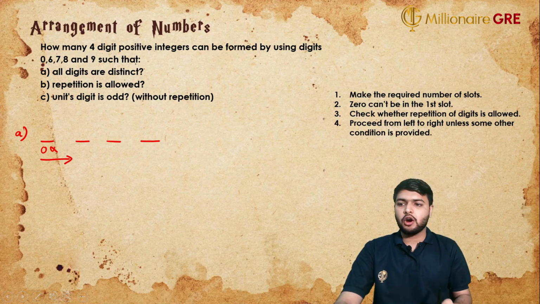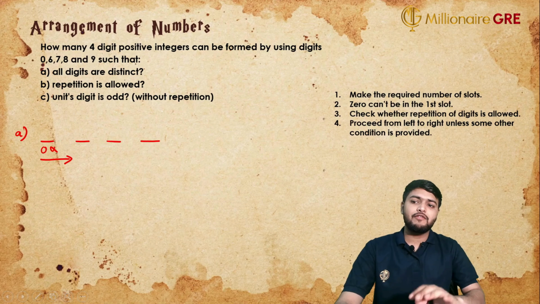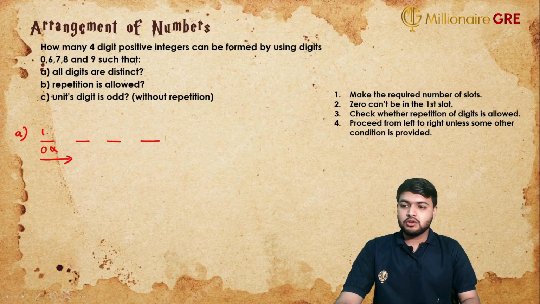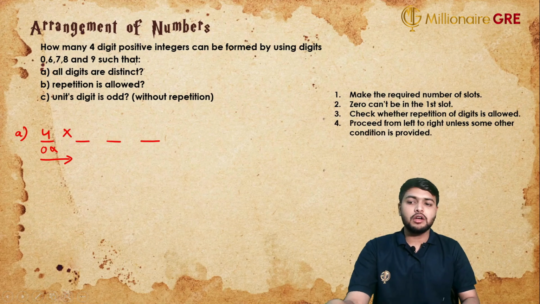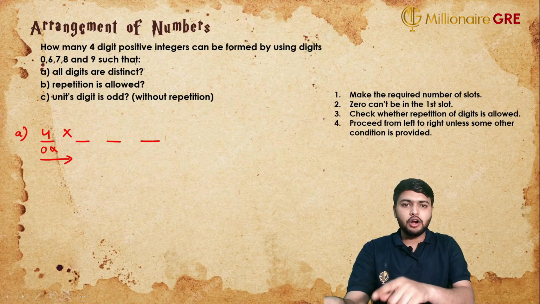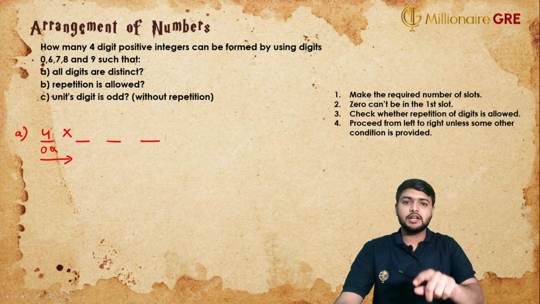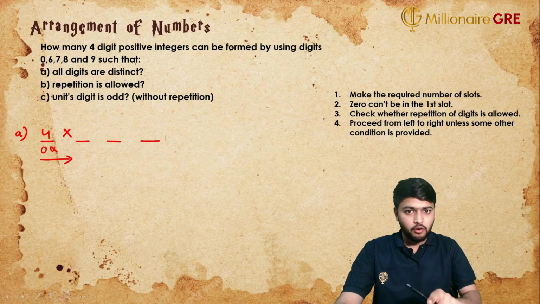Now in the first slot, 0 cannot be there, but the remaining 4 digits can be there. 0 cannot be there, 6, 7, 8, 9 can be placed in the first slot. So 4 can be there in the first slot, and in the second slot, since the repetition is not allowed, the digit which is in the first slot cannot be repeated. So out of the 5 digits, 1 digit cannot be repeated. So the remaining 4 digits can come.